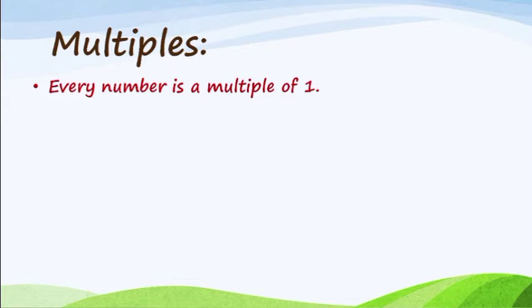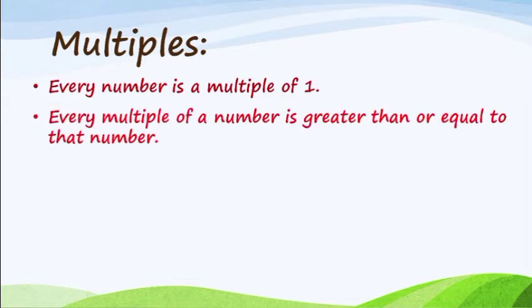5 into 1, 5. 7 into 1, 7. 100 into 1, 100. So every number is a multiple of 1. Every number comes in the table of 1. Next one, every multiple of a number is greater than or equal to that number.